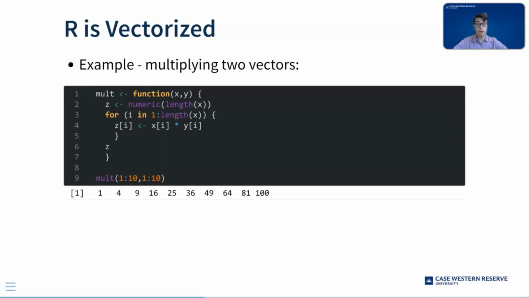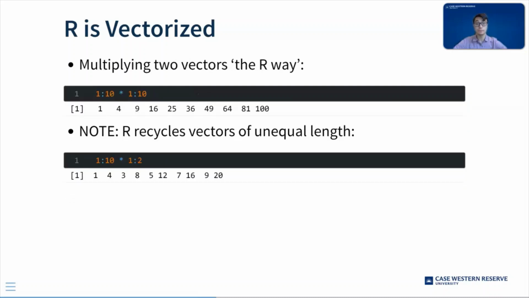However, this is a lot of work, and R intrinsically knows how to multiply vectors such that we don't need to define this function. In order to do this the quote-unquote R way, we can take 2 vectors and just multiply them together and get the same value.